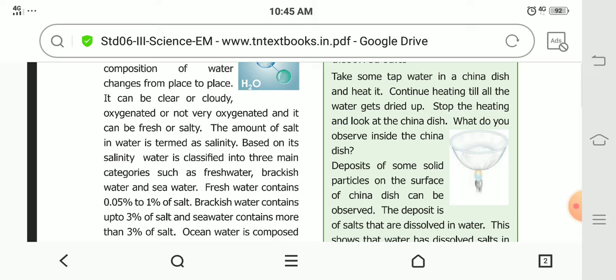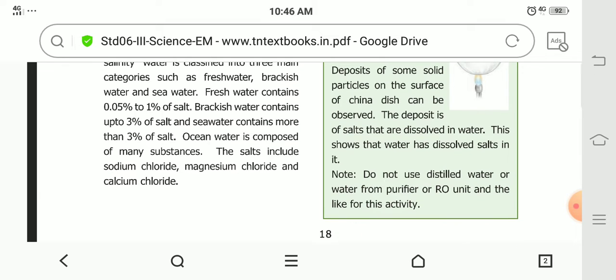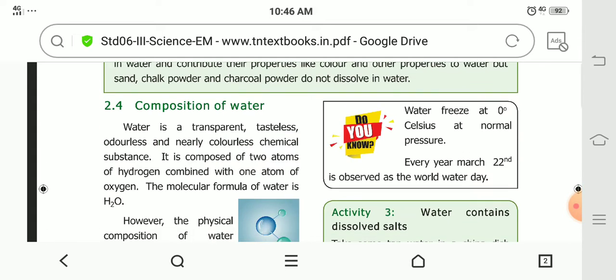Based on the salinity, water is classified into three main categories: fresh water, brackish water and sea water. Fresh water contains 0.05 percent to 1 percent of salt. Brackish water contains up to 3 percent of salt, and sea water contains more than 3 percent of salt. The ocean is composed of many substances. The salts include sodium chloride, magnesium chloride and calcium chloride, because sea water is very salty in nature.